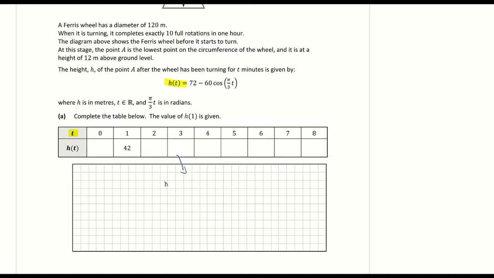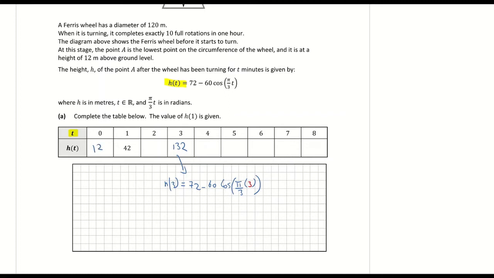So we're finding h of 3, which is equal to taking my function, 72 minus 60 times cos of pi over 3. Just make sure your calculator is in radians for this question, and I'm subbing in 3 for t. That's what I'm putting into my calculator. For my first value, h of 3, I'm getting 132. I've done these out, so I'm getting 12.